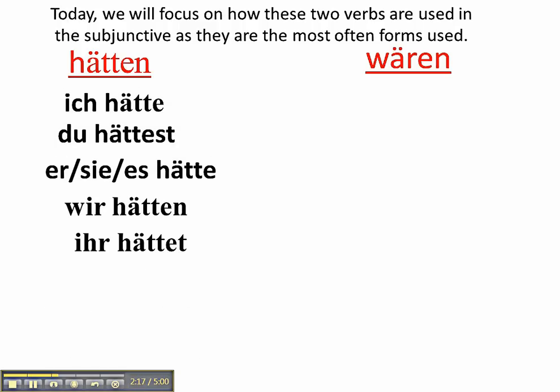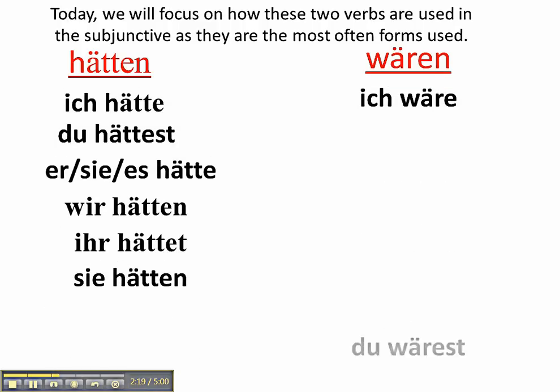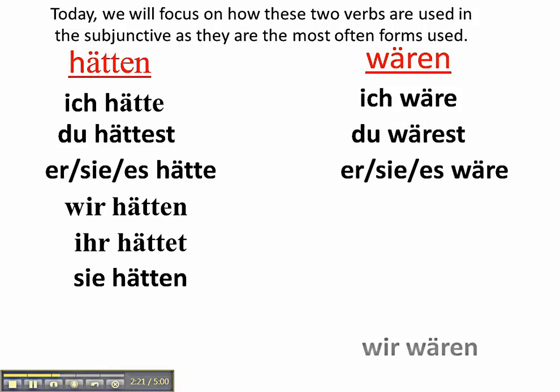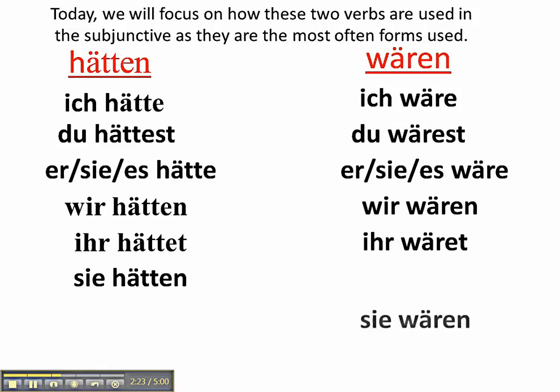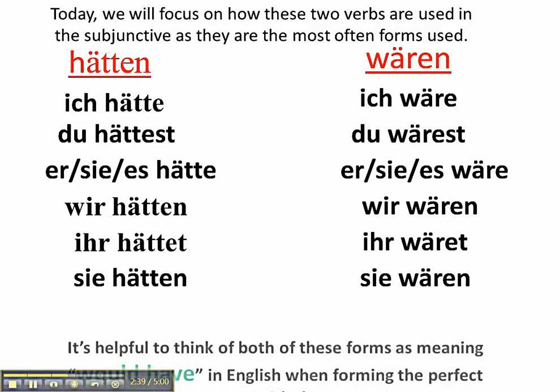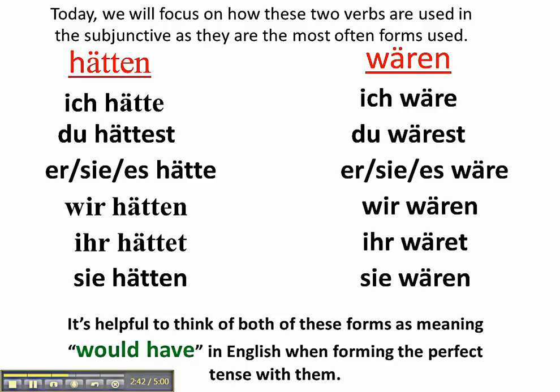So it's important that you learn the conjugations that these can possibly take. So für haben, ich hätte, du hättest, er hätte, wir hätten, ihr hättet, sie hätten. And für sein, the subjunctive form, ich wäre, du wärest, er wäre, wir wären, ihr wäret, sie wären. Now in English, when we're forming the perfect tense with this subjunctive mood, it's helpful to think of both of these verbs as meaning would have.